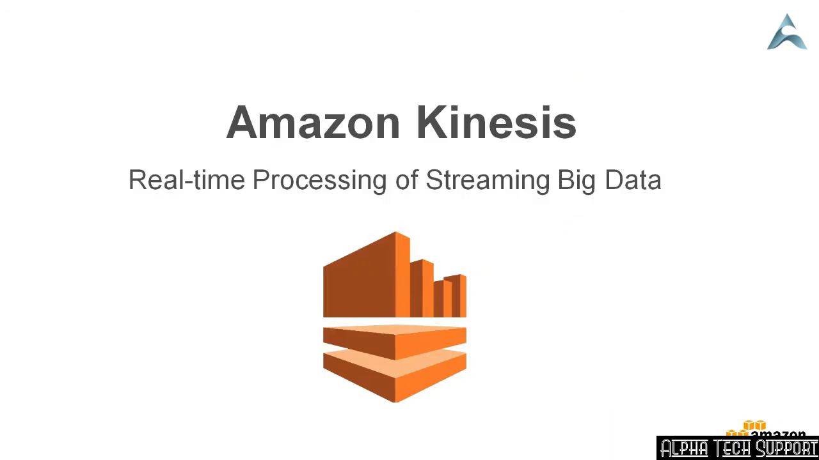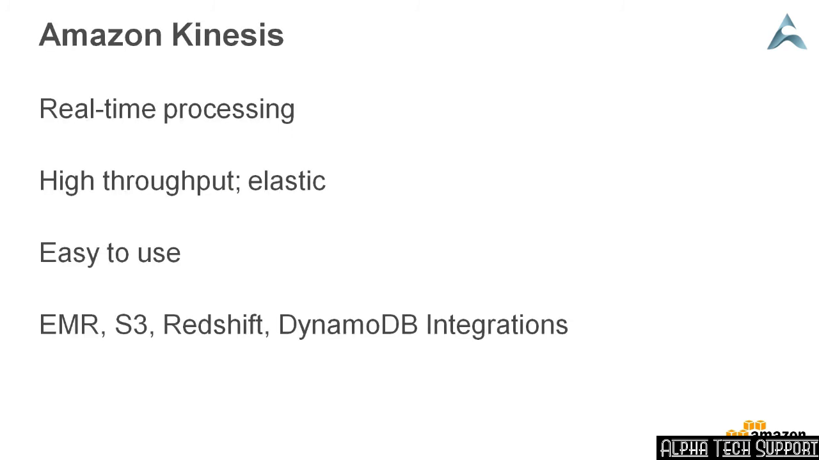Let us now head towards Amazon Kinesis, that is real-time processing of streaming big data used for analysis purposes. It is a best tool for analyzing real-time streaming data like from HDTV, that is high quality streaming data. That can be email logs, mobile data, or very long logs. It has high throughput, is elastic, and is easy to use. It can be integrated with Elastic MapReduce, S3 storage, Redshift, DynamoDB, and other integrations.